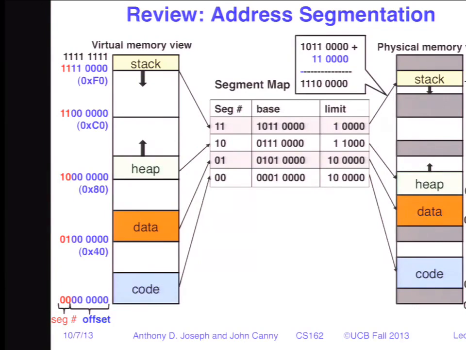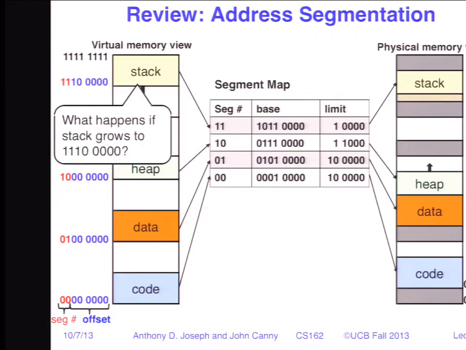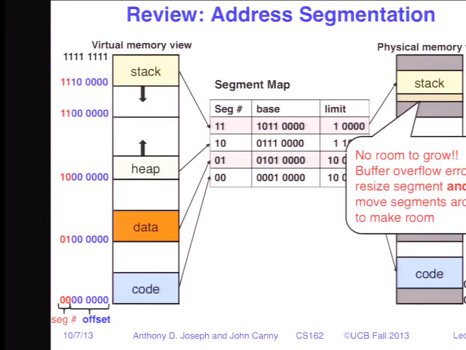Okay? So now we can ask questions like, for example, what happens if our stack grows? Right? So our stack is growing down, so our stack grows down here. Well, the problem is there's no room for our stack to grow here. So what's going to happen is we'll end up with some kind of segmentation fault, pass it to the kernel, and then the kernel will have to do something. Like, for example, move other segments around so that it can make room for the stack to grow. Segments have to be contiguous in physical memory.